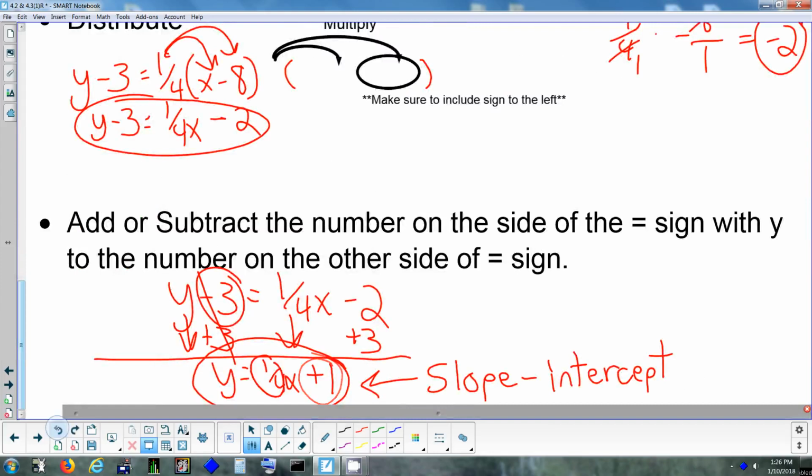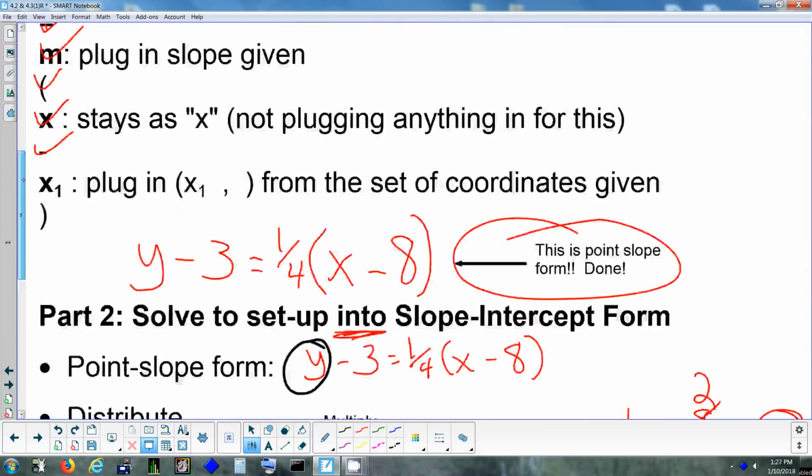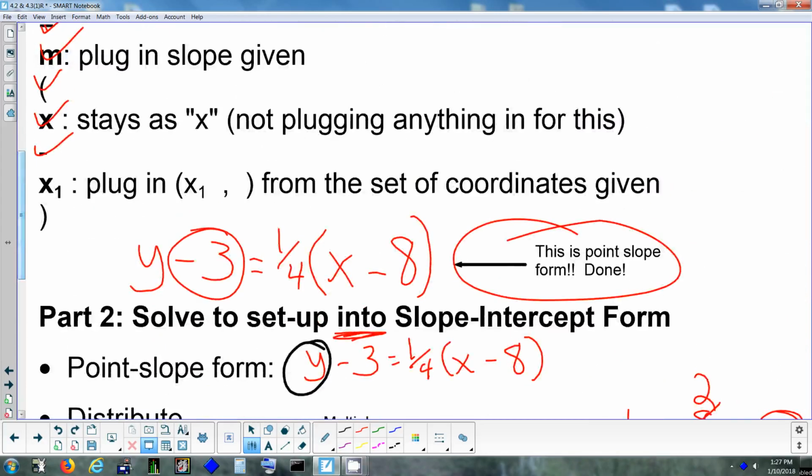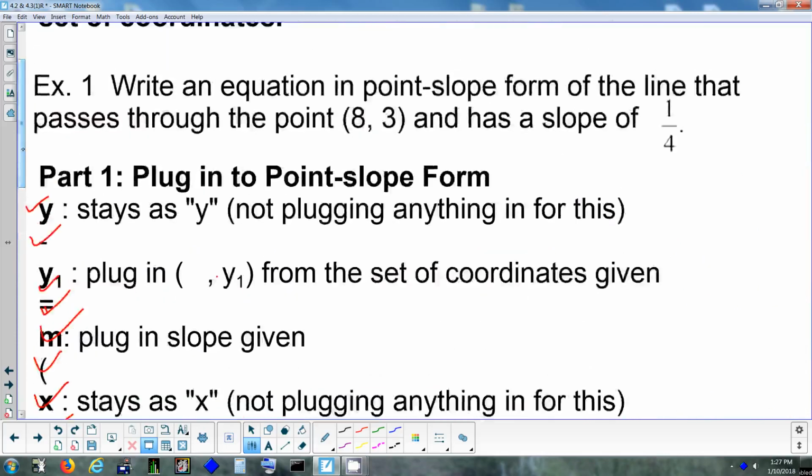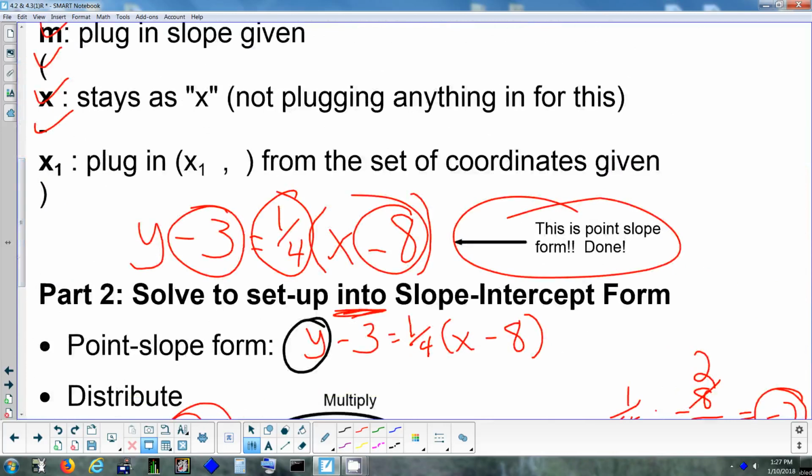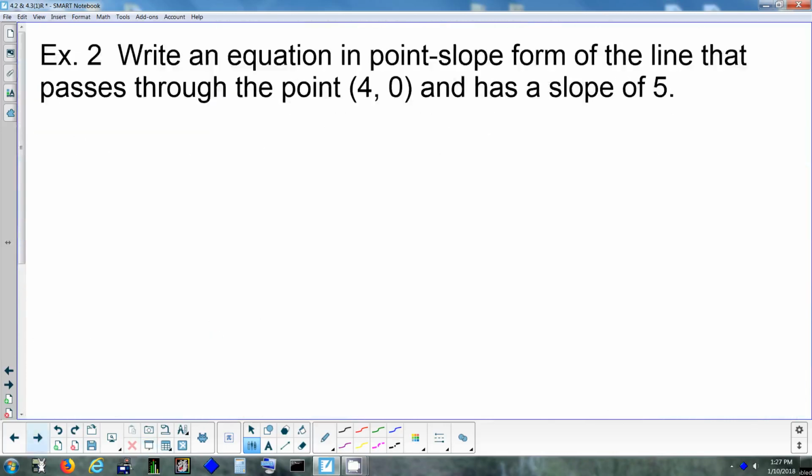Slope-intercept. Okay? The reason the other one was point slope, look at it. Point, right? Negative 3 and 8. That was the point. This was the slope. Okay, this makes sense.